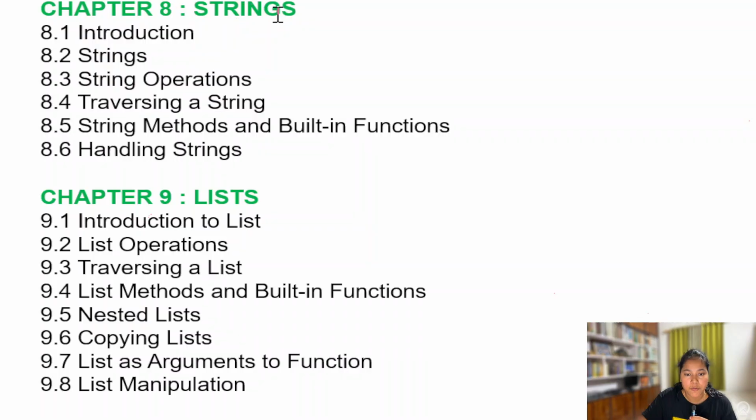Now is your chapter number 8, which is Strings, and subtopics are 8.1 Introduction, 8.2 Strings, 8.3 String Operations, 8.4 Traversing a String, 8.5 String Methods and Built-in Functions, 8.6 Handling String. Now coming to chapter number 9, which is List, and the subtopics are 9.1 Introduction to List, 9.2 List Operations, 9.3 Traversing a List, 9.4 List Methods and Built-in Functions, 9.5 Nested List, 9.6 Copying List, 9.7 List as Arguments to Functions, 9.8 List Manipulation.